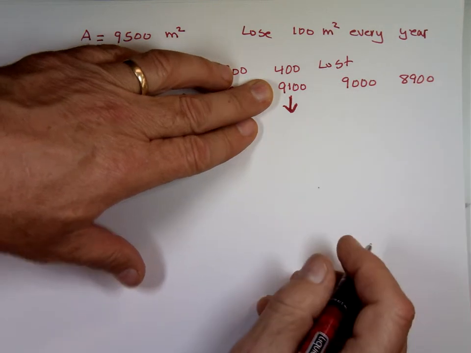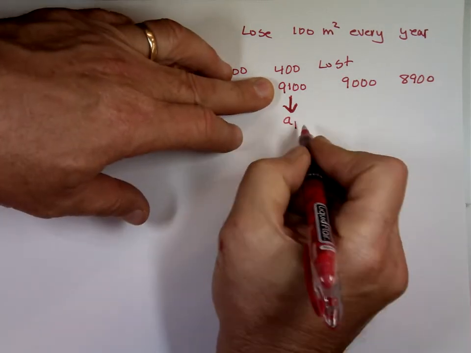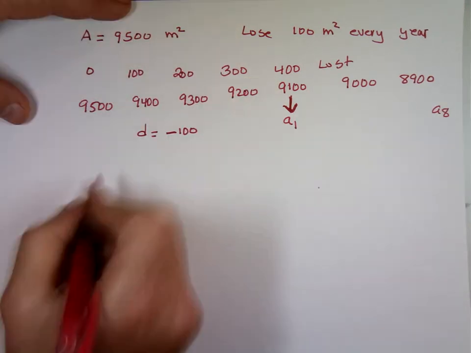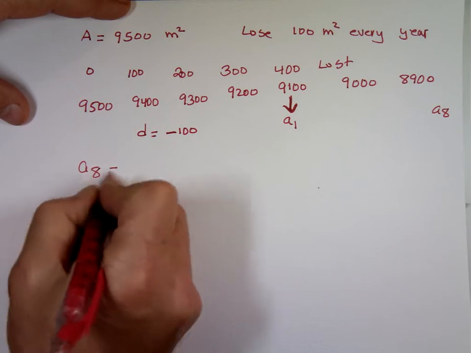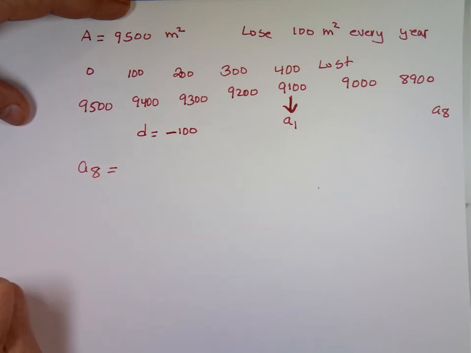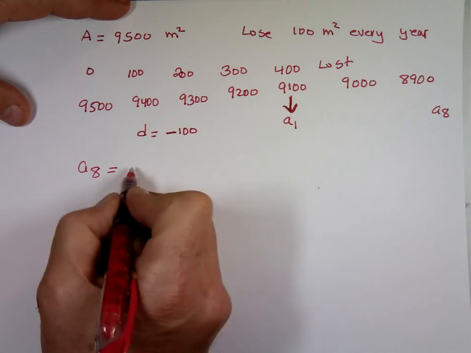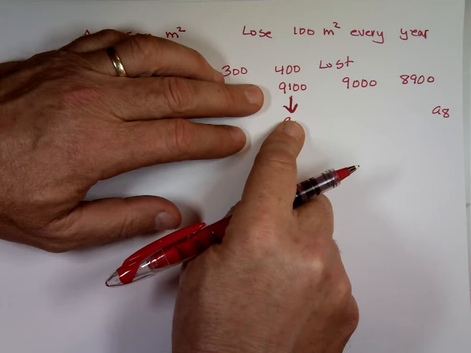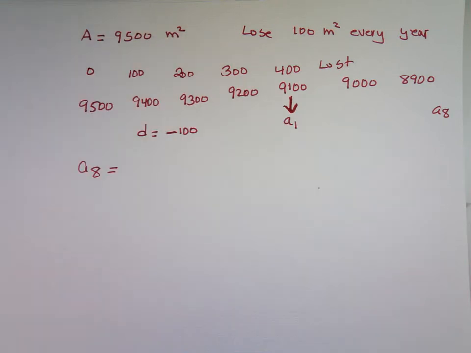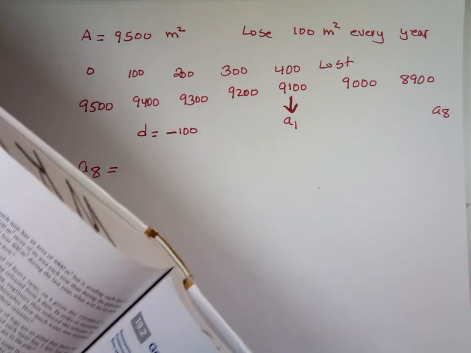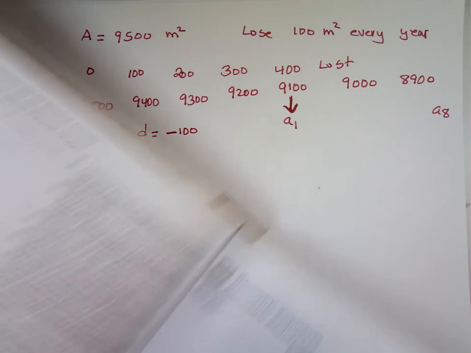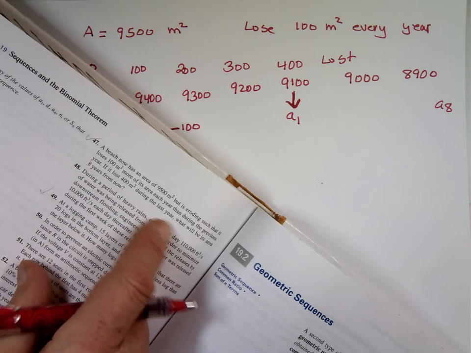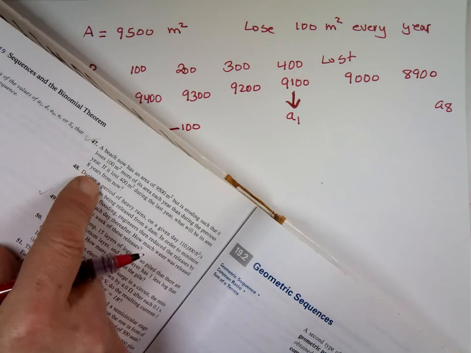So if this is my A1, I need to find what A8 is here, 8 years from this date. Okay, I got it. So what is A8? 88,000? No, from this date. It says 8 years from this date, the question. It says, if we lost 400 square meters during the last year, what will be its area 8 years from now, from this date?